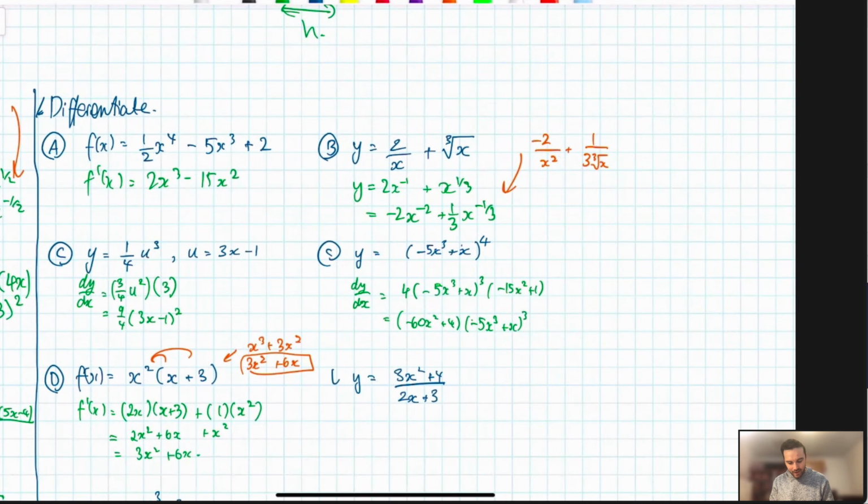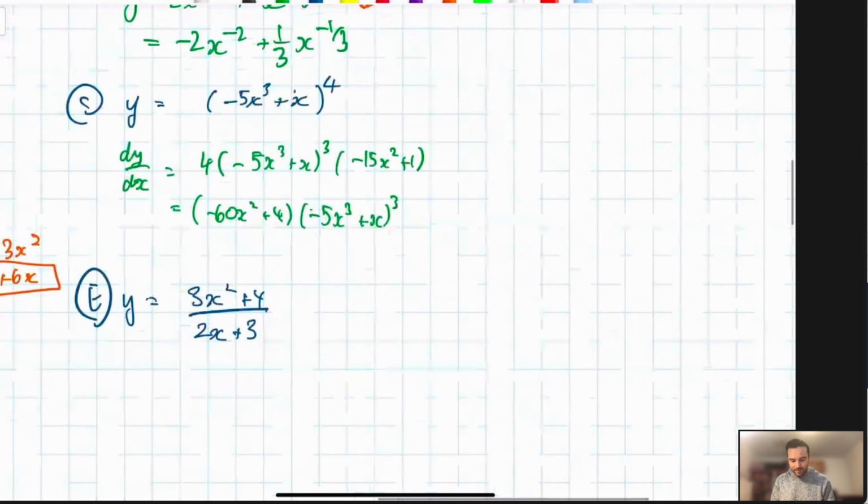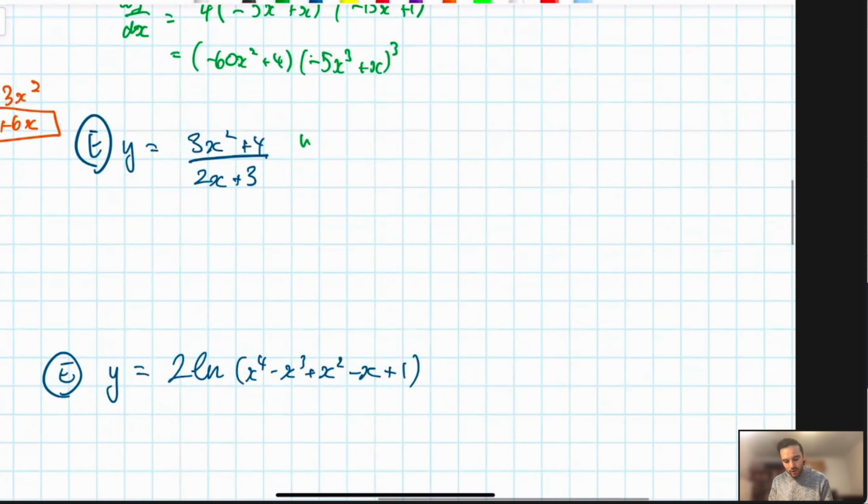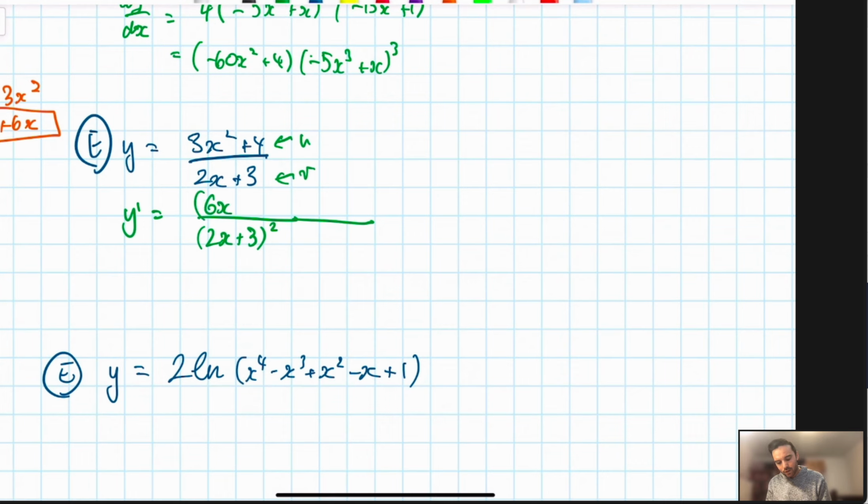We know what we're doing, right? Who wrote these? Okay, so this is u and this is v. Let's differentiate. Dash, square the bottom. Okay, then we differentiate the top first. So that's going to be 6x times the v, 2x plus 3.